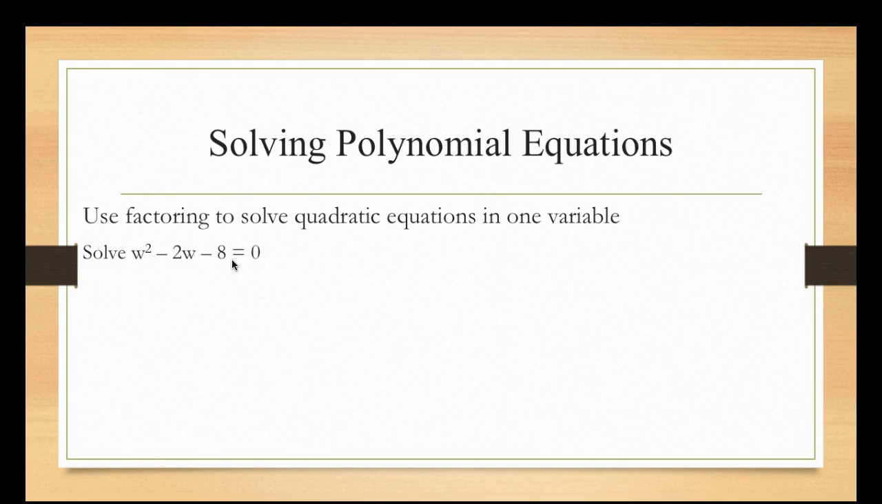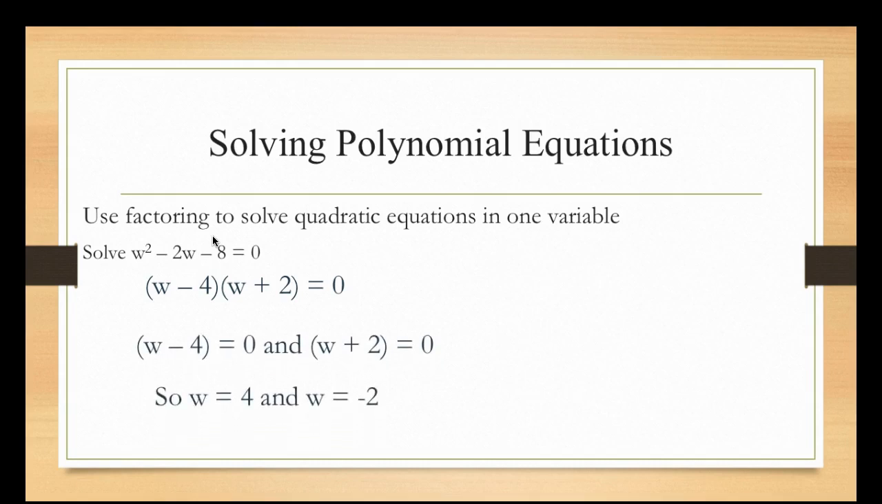If I have an equation and it's not in factored form, then the first thing I must do is put it in factored form. We'll do that by product sum. What would you multiply together to get negative 8 and add together to get negative 2? That would be negative 4 and positive 2. So w minus 4 and w plus 2. I set these equal to 0. W equals 4 and w equals negative 2.